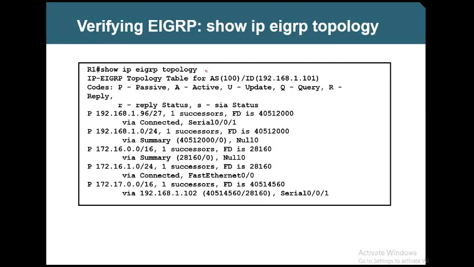Show IP EIGRP topology will show you the topology table. This P here means passive, means good. A is not good. Passive is good. Active is not good. Active means it is actively searching for the route. P means well settled routes. More about this is coming in coming chapters.